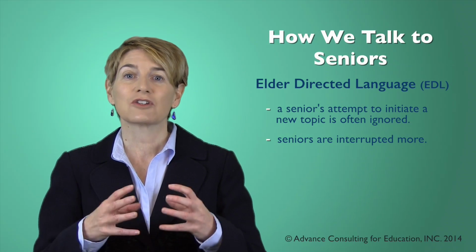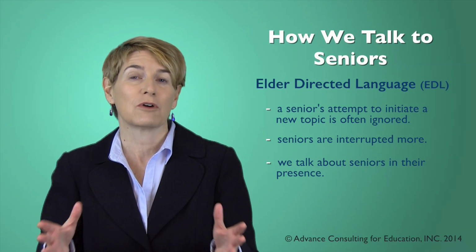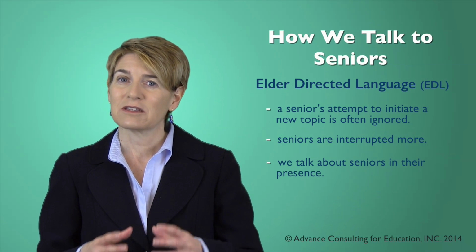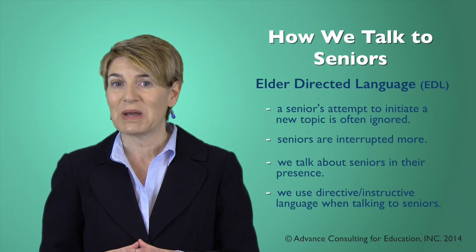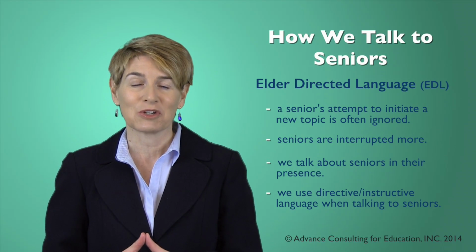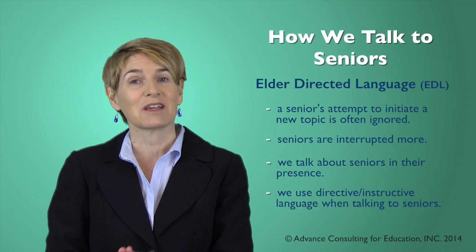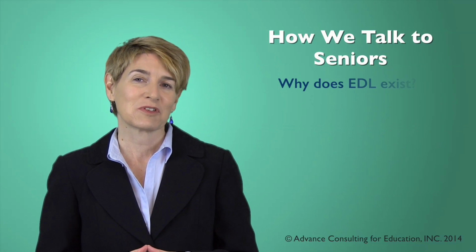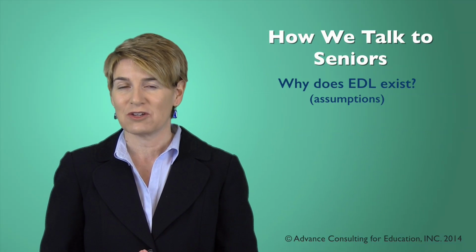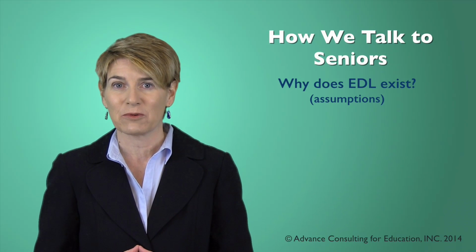Seniors very often get talked about in their presence as if they're not even there. And finally, seniors are very often given instructive or directive feedback. This should all sound familiar because we do exactly the same thing when we're talking to children. So what are the assumptions behind how we talk to seniors, or our elder-directed language?